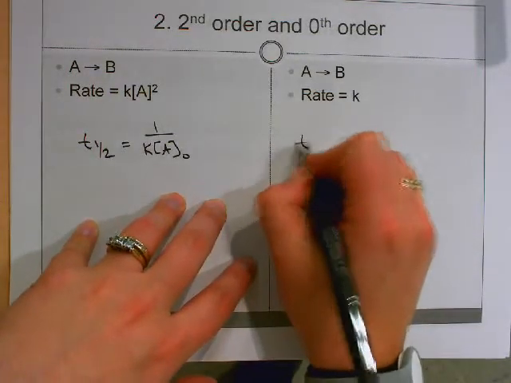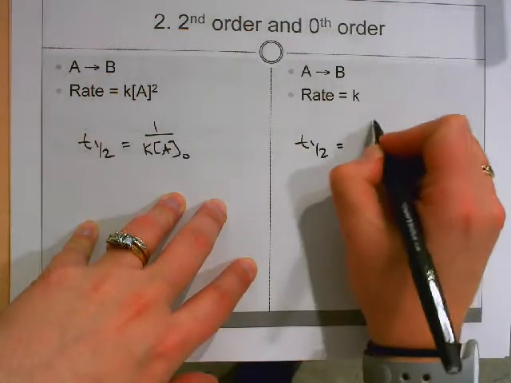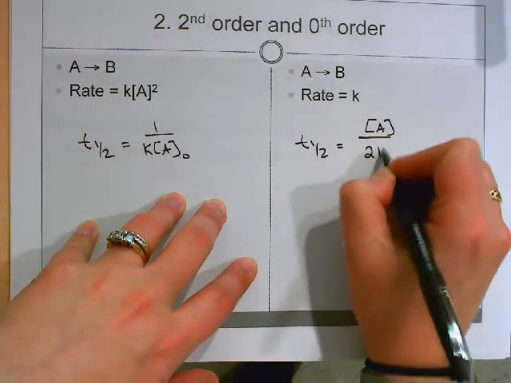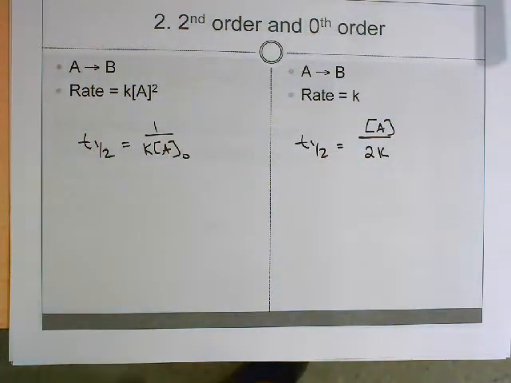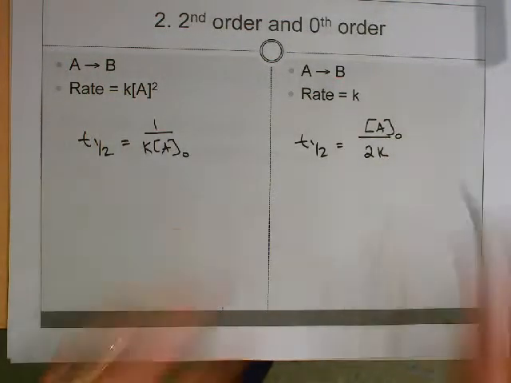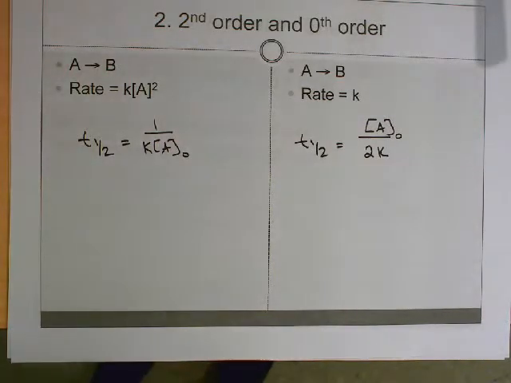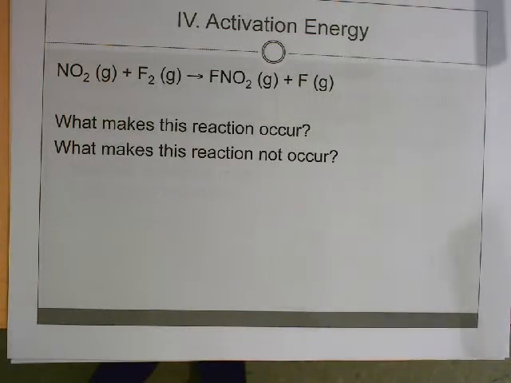For a zero order, we have that equation. The original, wherever you started with. It makes it really, really tricky. No, not that tricky. So I'm not going to do any practice problems with those, just you have them, and we'll come back to them later. We'll stop there, because we're going to talk about what makes a reaction occur or not occur.